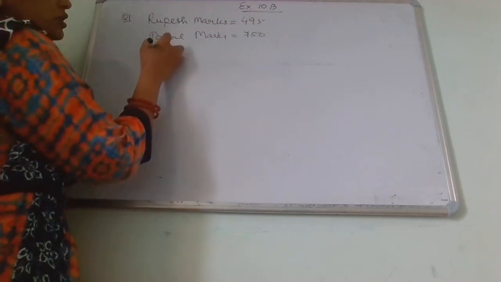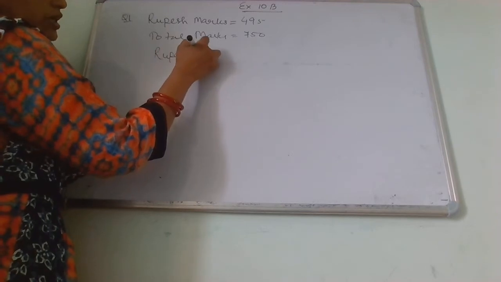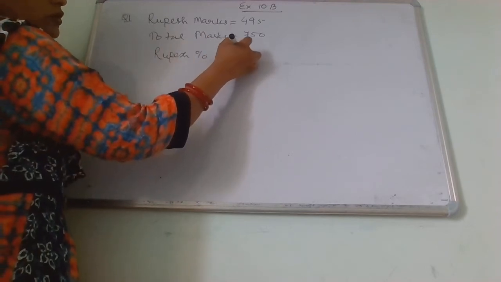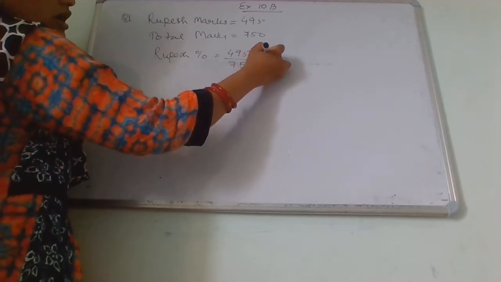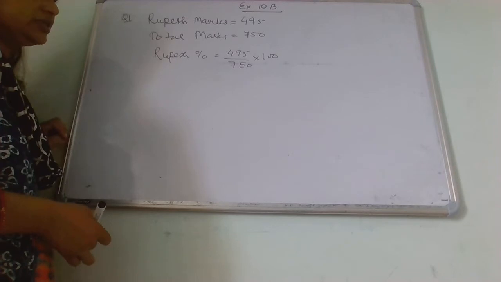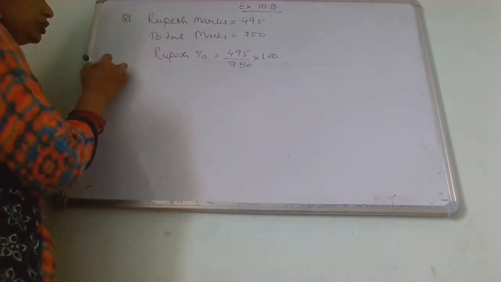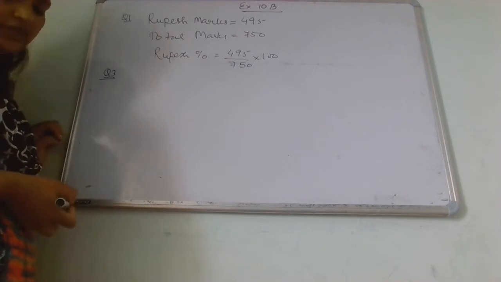So what I do? Rupesh's percentage is equal to 495 upon 750 into 100. Now you can solve this and we will get the result. Right? Now question number 3. I do the alternate question, students, so that you can have an idea.